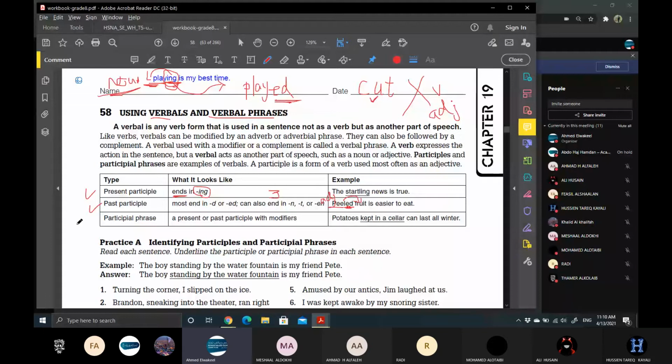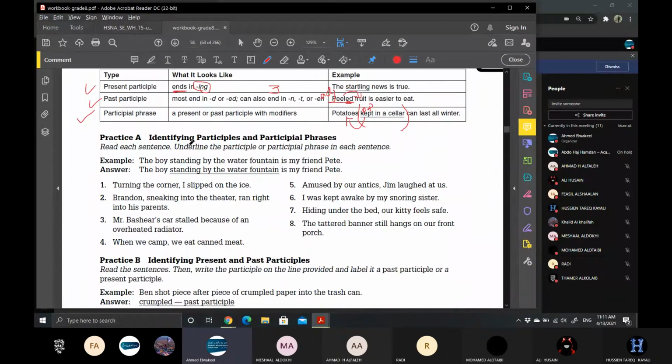We have also the participle phrase: ing or ed, or the third form of the verb, but along with other words, or a prepositional phrase, for example, like potatoes kept in a cellar can last all winter. So, of course, all of this phrase here is called the participle phrase. That's the past participle form, and it's used as an adjective in order to describe the potatoes. Which potatoes are you speaking about? Those that are kept in a cellar.